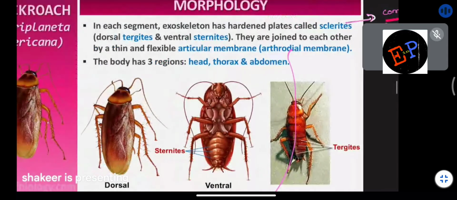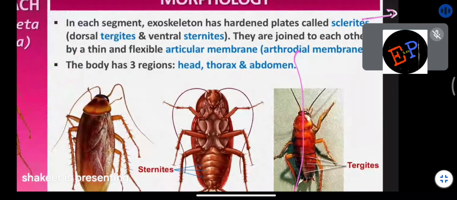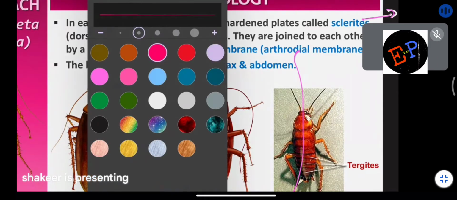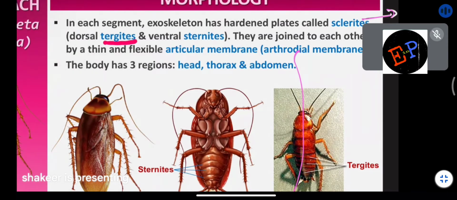Clear, no? So on the dorsal side, these sclerites are called tergites. Okay, ma? On the dorsal side, we name them tergites. Dorsal side means the back side. Are you able to understand? And on the ventral side, they are called sternites. See in the figure here, you can find these tergites. They are present on the dorsal side, on the back side of this cockroach. And on the front side, you will find this kind of structures, which you can call sternites. Okay, and they are present on which side?